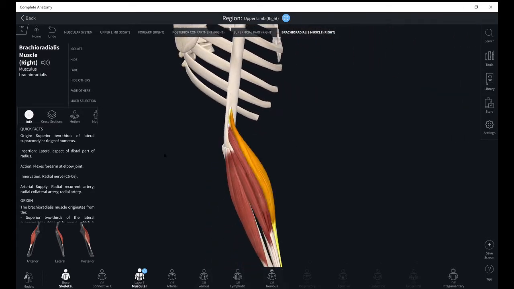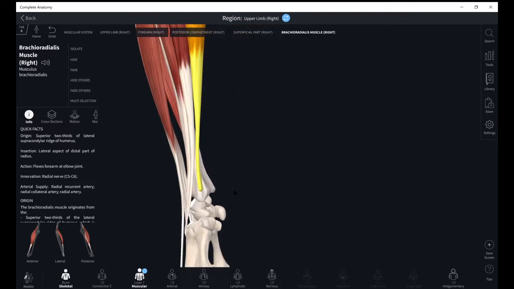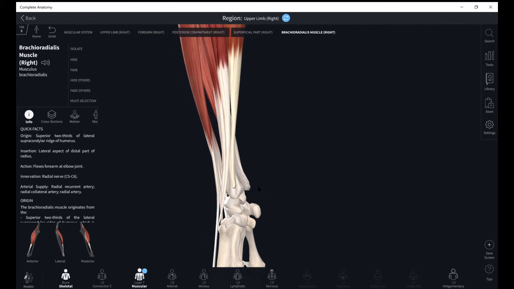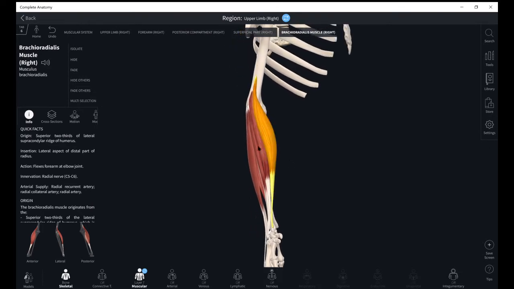So brachioradialis, the origin is the superior two-thirds of the lateral supracondylar ridge of the humerus. It inserts into the lateral aspect of the distal part of the radius. So we come way down. And so its action is it flexes the forearm at the elbow joint. Since that's the only joint that it passes, that's its action. Its innervation is by the radial nerve, C5, C6.